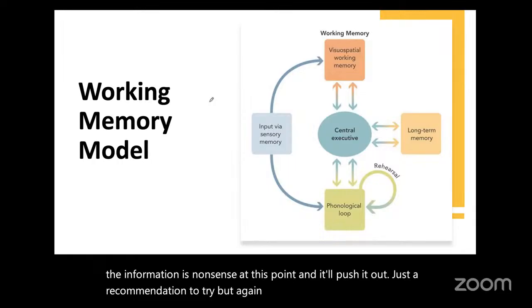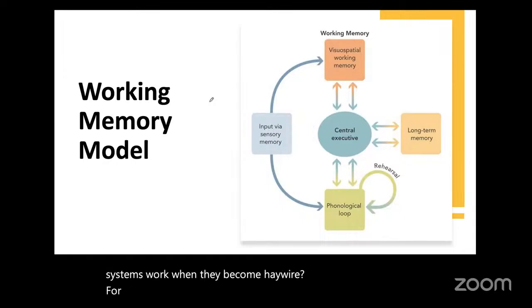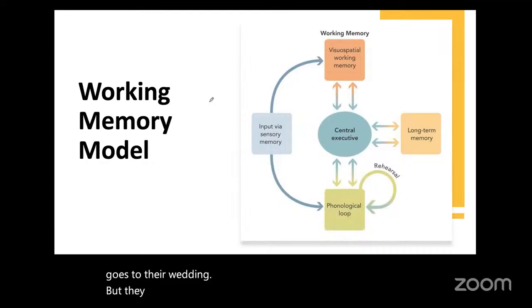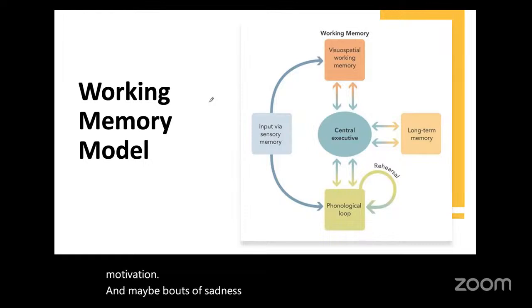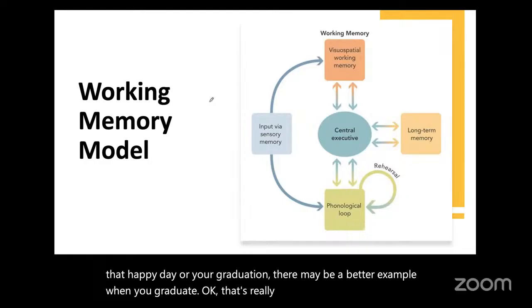But again, when we get to how these systems work when they become haywire, for example, people who have clinical depression, depression symptoms exist in every situation in the person's life, and they tend to persist counter to what the person probably should be experiencing at the time. So, for example, a person who goes to their wedding, but they feel depressed. They feel the depressed mood, depressed motivation, maybe bouts of sadness, which are inconsistent, I hope, with that happy day or your graduation. There may be a better example. When you graduate, that's really a defining feature of clinical depression.